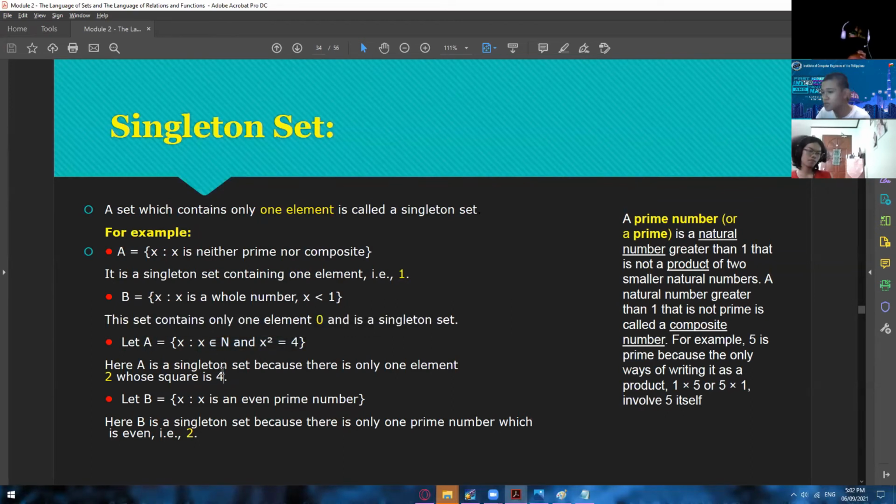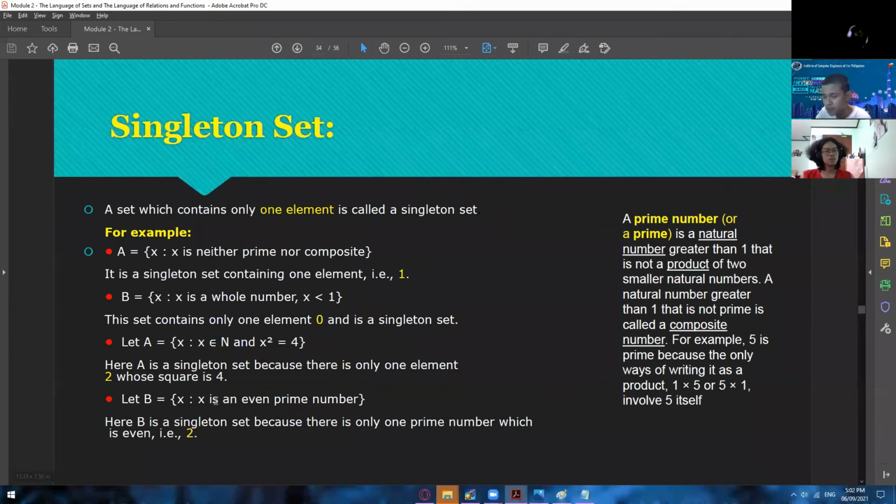So in here, there is only one element that can suffice those two conditions. So that is actually 2. So 2 squared is equal to 4. So there are no other numbers anymore that can suffice this one, unless this one is not a natural number. If this is an integer, then we can have -2, but that is not a singleton set anymore since we now have two elements in that set. Okay.